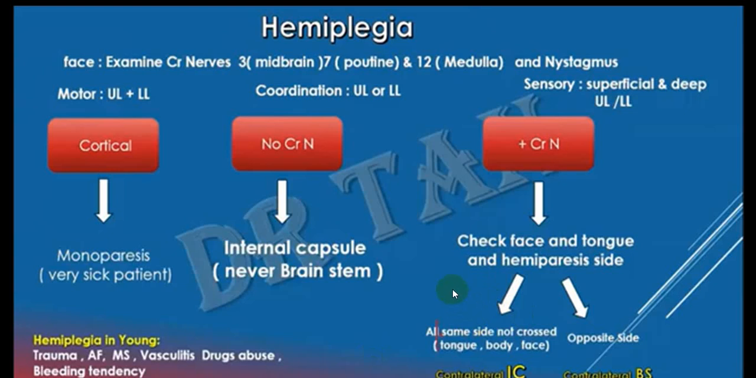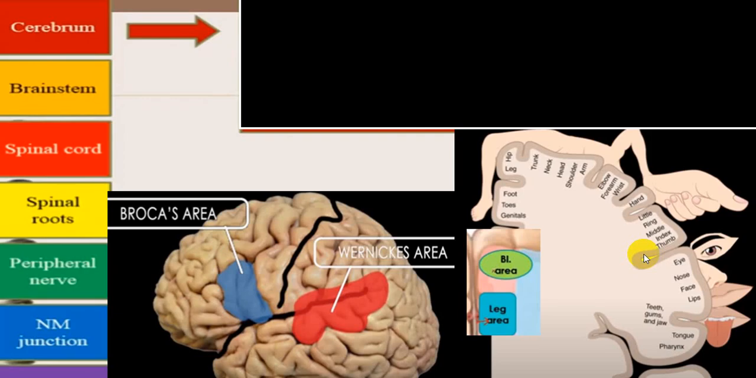If there is a cross hemiplegia, it will most likely be in the brainstem. So all this will help you a lot while you are examining the person. So go through that. Now we'll be taking one by one.